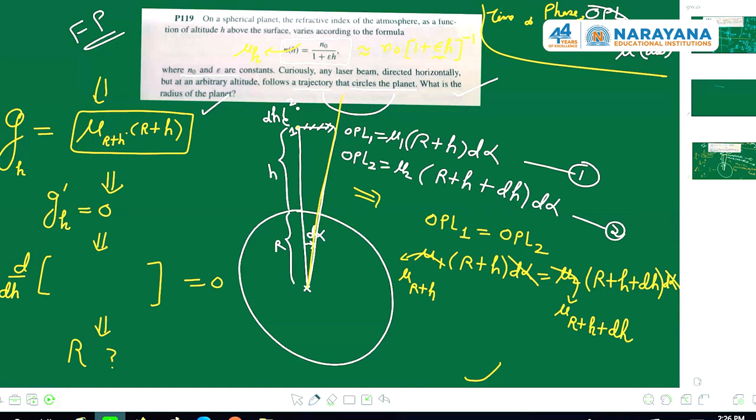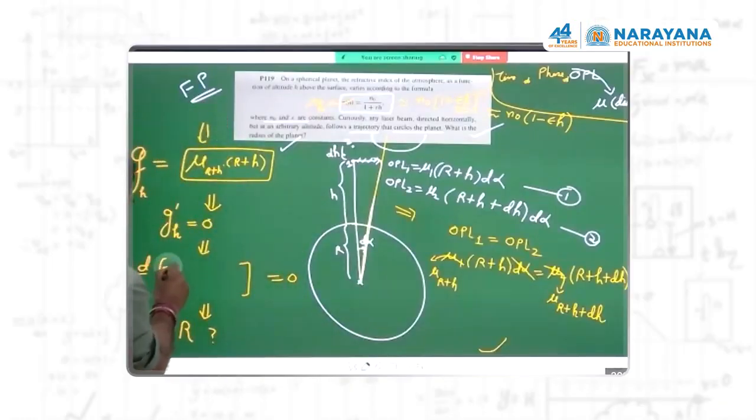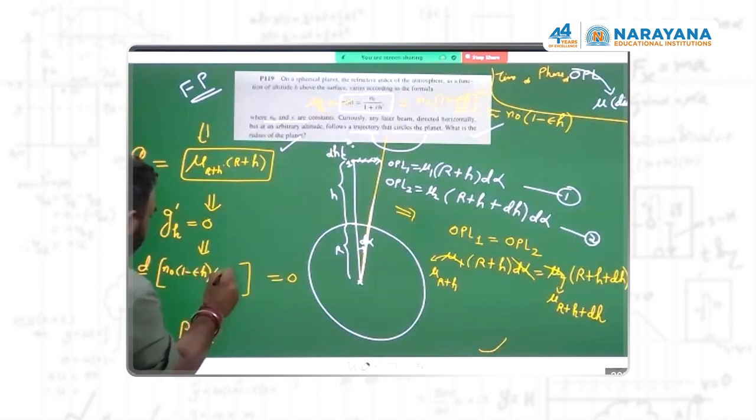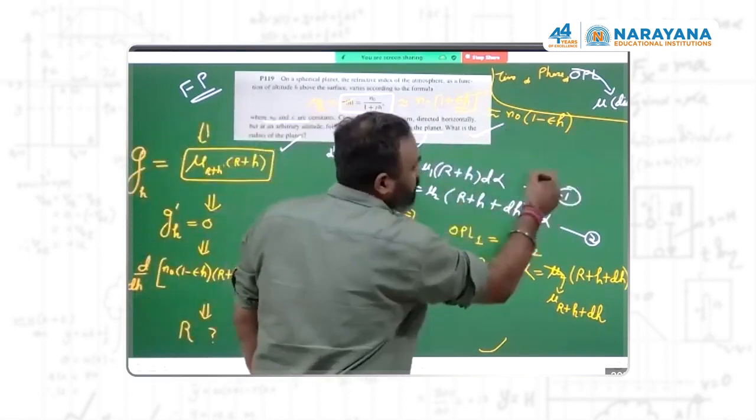If this term is small, so I'm just taking that approximation, this will be equal to n naught into 1 minus epsilon h, and then it becomes n naught into 1 minus epsilon h into r plus h. That term is coming out as 0. I'm talking about heights which are small.